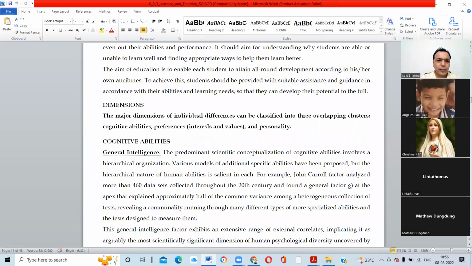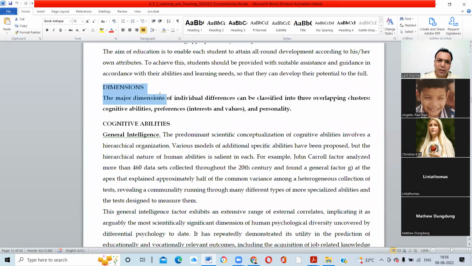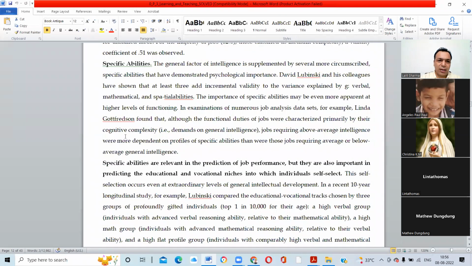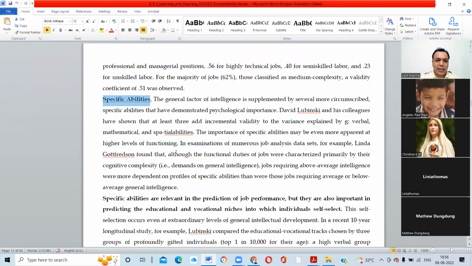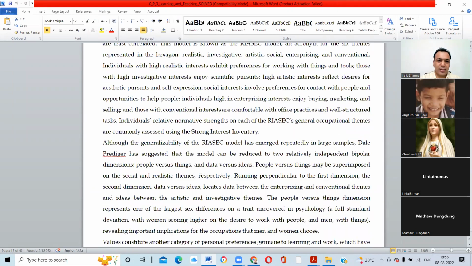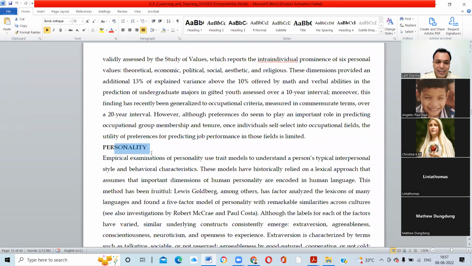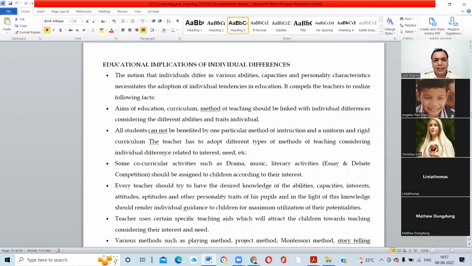Then dimensions of individual difference means the domains of individual difference, basically, right? So they can differ in cognitive abilities, they can differ in specific abilities, preferences, personalities. And then in the last, it was talking about the educational implications of individual difference. So these are the educational implications.